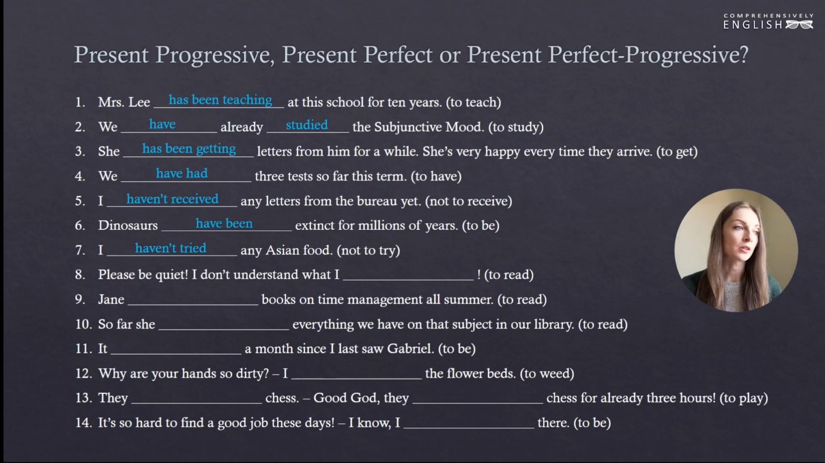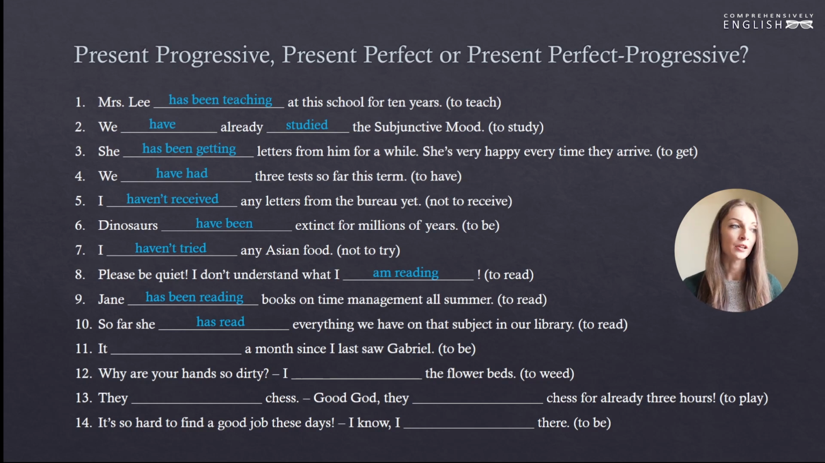Number 8, please be quiet. I don't understand what I am reading. Obviously, we are talking about now, because we say, please be quiet. So now I am reading, don't disturb me. Number 9, Jane has been reading books on time management all summer. What do we get from this sentence? That it's still summer. Maybe the summer is about to end, but it's still summer, and she has been reading all summer long. Number 10, so far, she has read everything we have on that subject in our library.